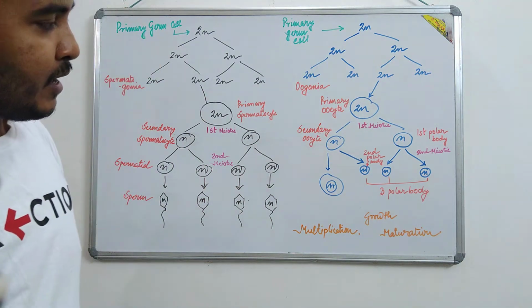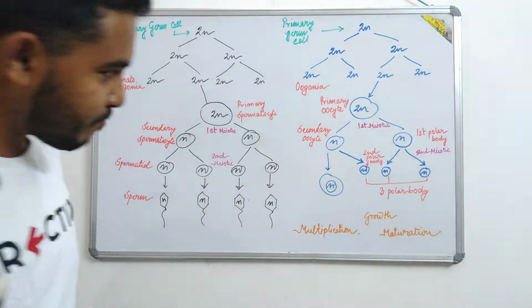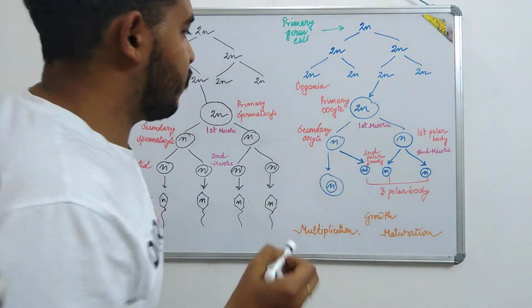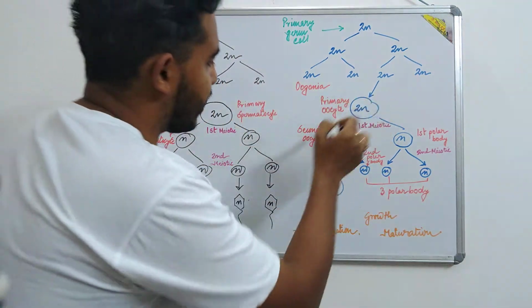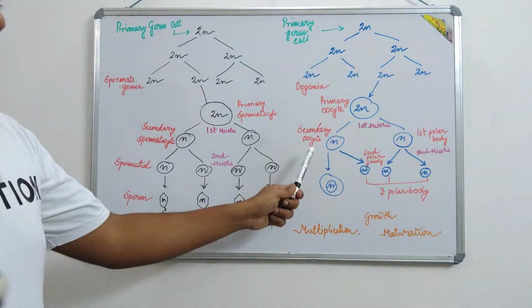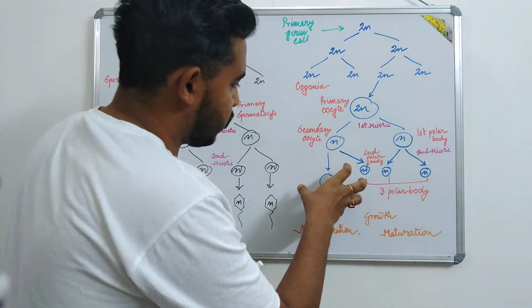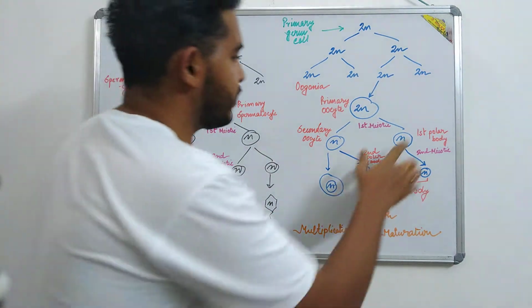But there is some criticality. Look what happened. The primary oocyte forms a secondary oocyte, n and n. This secondary oocyte again divides into a mature cell, and look, there is one regressed cell. This one is also regressed.